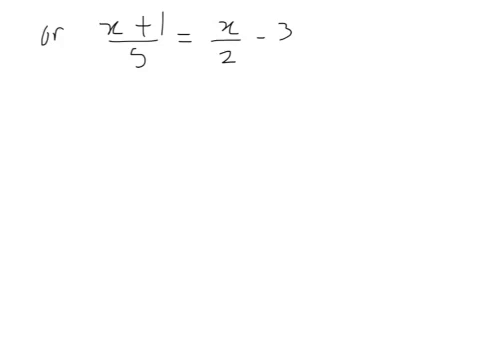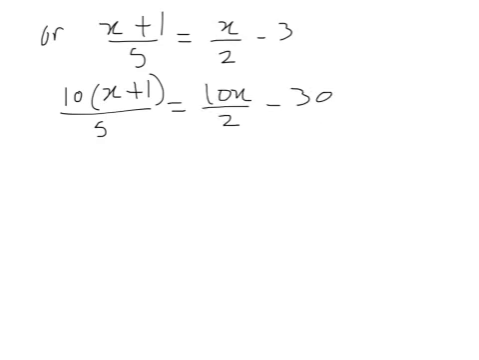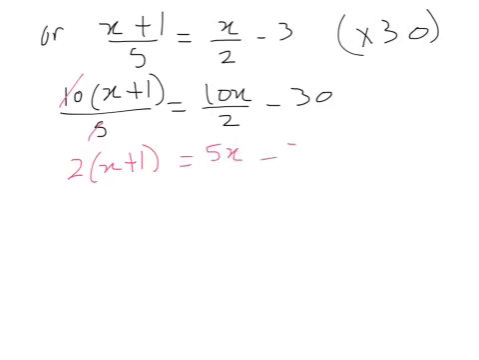The other way I would solve it, I would think of 5 and 2, times them together gives you 10. Why not multiply the whole lot by 10 from left to right? If I say 10, x plus 1 over 5, 10x over 2 minus 30. All I did is multiply the whole thing by 10. Now, if I want to cancel, I would say, okay, 5 goes into 10 twice, so that gives me 2x plus 1 equal 5x minus 30.